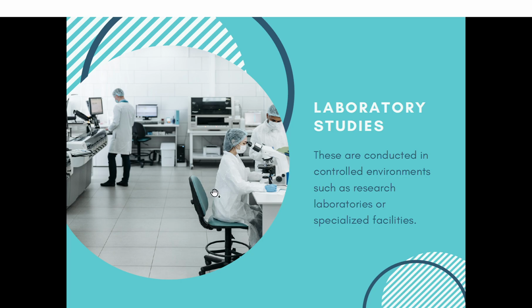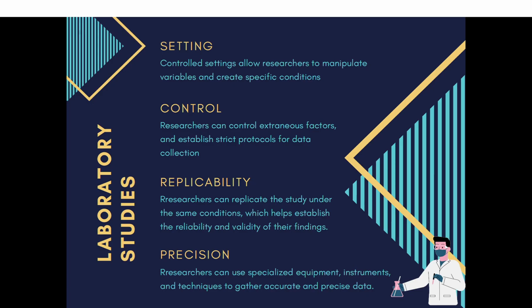So this picture is an example of a research lab, where it's a very controlled environment. So why is it necessary that some studies should be conducted in a laboratory and not just in any field? Okay, let's take a look at this. When it comes to setting, the main keyword here is the word controlled. So it allows the researchers to manipulate variables and create specific conditions.